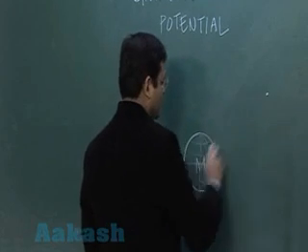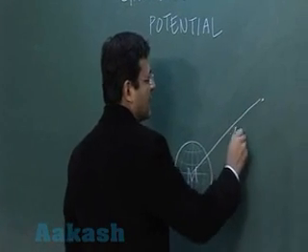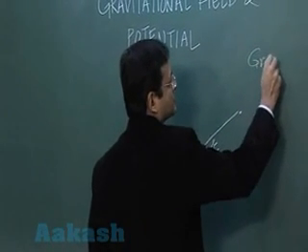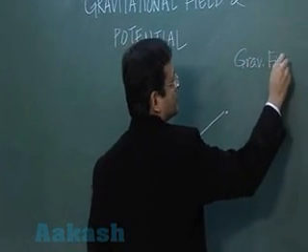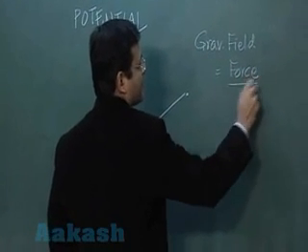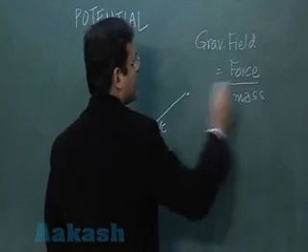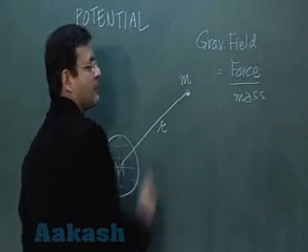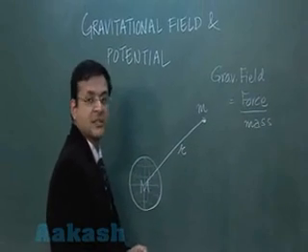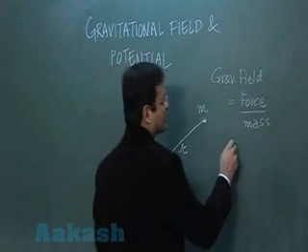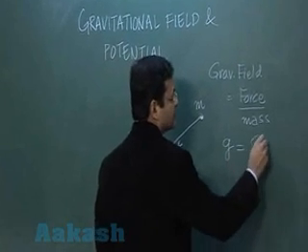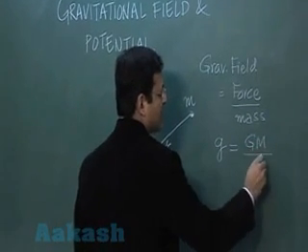Let us suppose you are at a position small r, then this gravitational field is defined as force per unit mass. Let us suppose you have kept a mass here, then what is the force per unit mass acting on it? That is defined as gravitational field. This is denoted by G, and this is equal to GM by r square.